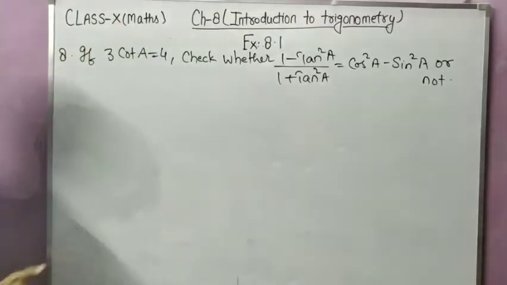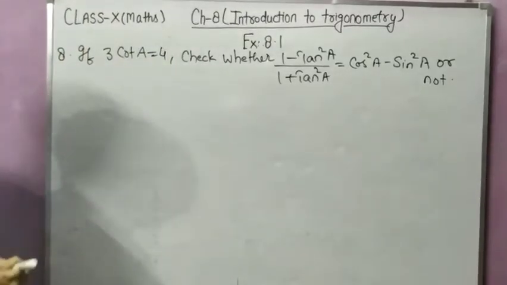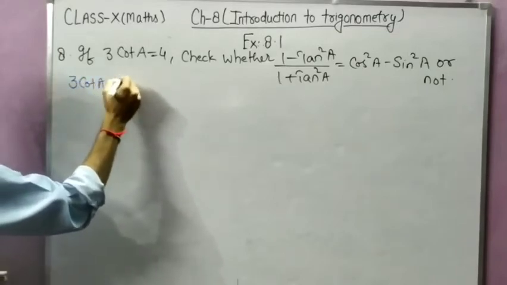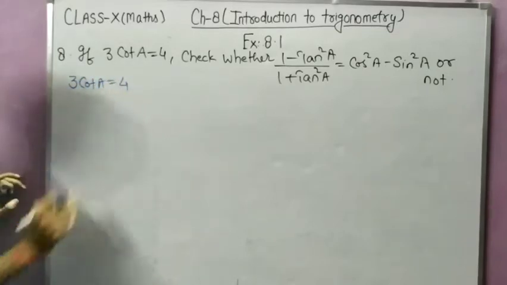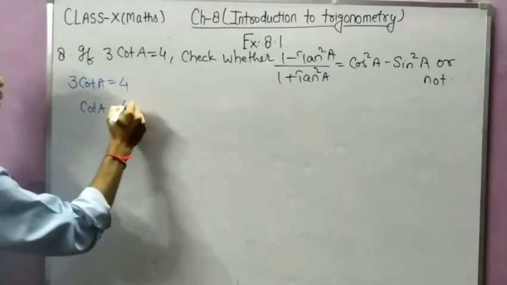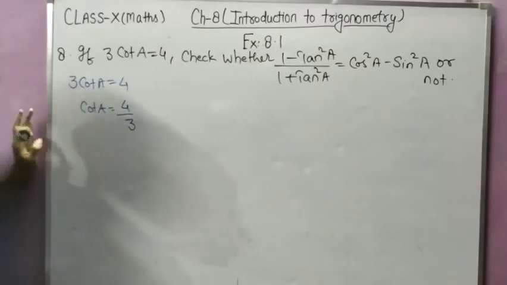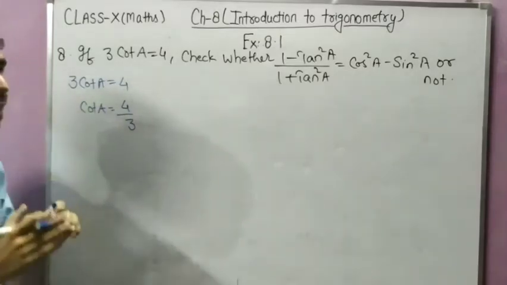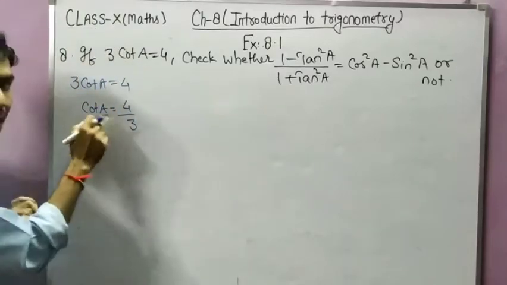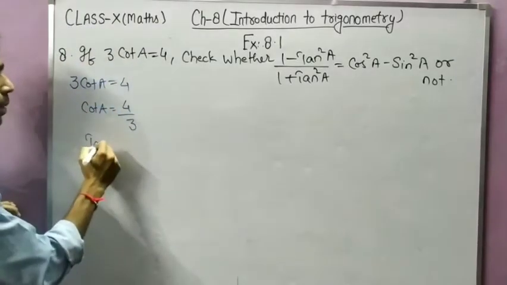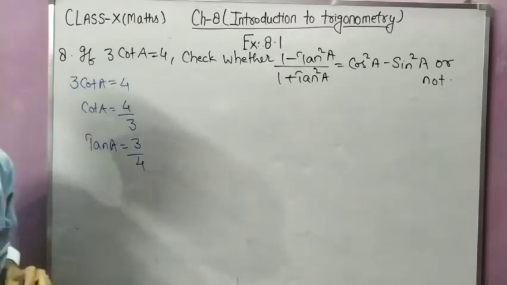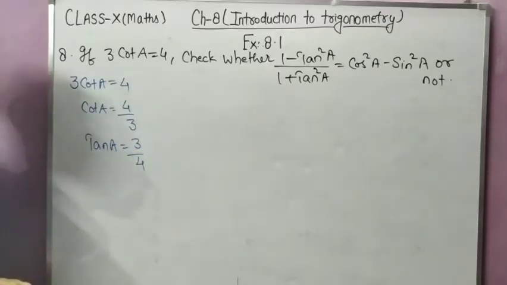So very simple it is. See, 3 cot A equal to 4 is given, okay. So from here we can say, cot A will be equal to 4 by 3. And we know that cot is the reciprocal of tan. So if cot A equals 4 by 3, then tan A will become 3 by 4. Okay? Tan A will become 3 by 4.